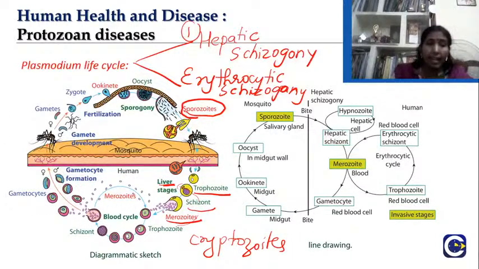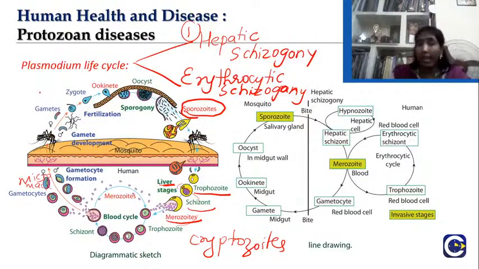We have the male gametocyte, which is called the microgametocyte, and then we have the macrogametocyte. So what will happen? The microgametocyte is actually the male. The macrogametocyte is the female. So those gametocytes are formed there in the RBC. They can ask you these kinds of questions, which I will again emphasize after finishing the entire life cycle.